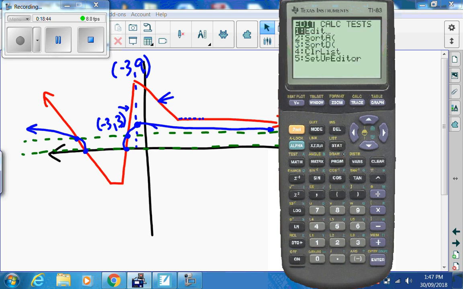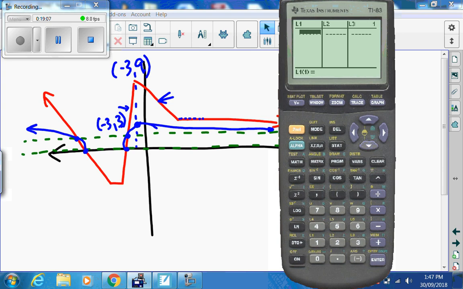What you're going to do is push the Stat button. Again, it's right here under your Delete. Then you push Edit, and you can put information in your lists. If you already have stuff in your lists, you can go to the top of the list and hit Clear. I don't know why my calculator is going especially slow right now, but we'll let it do its thing.